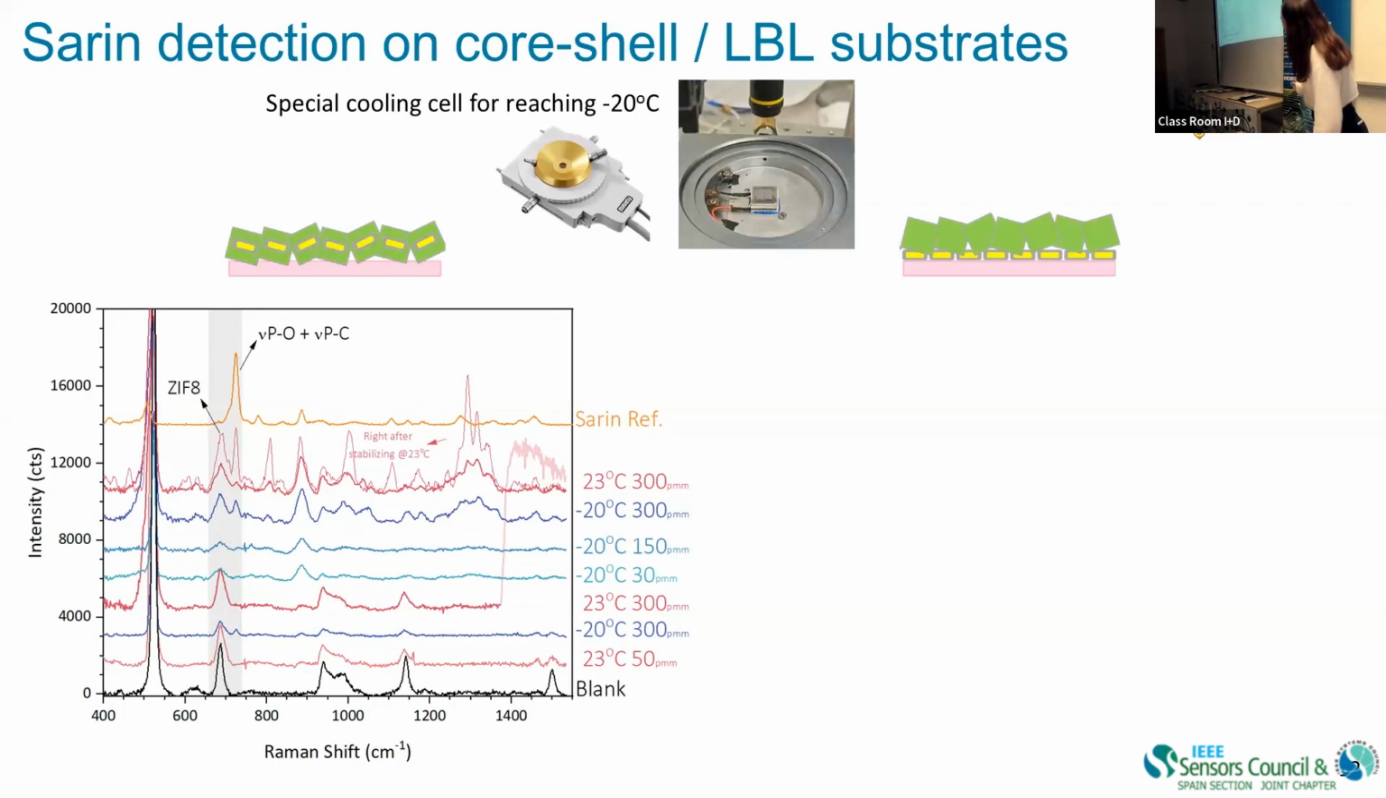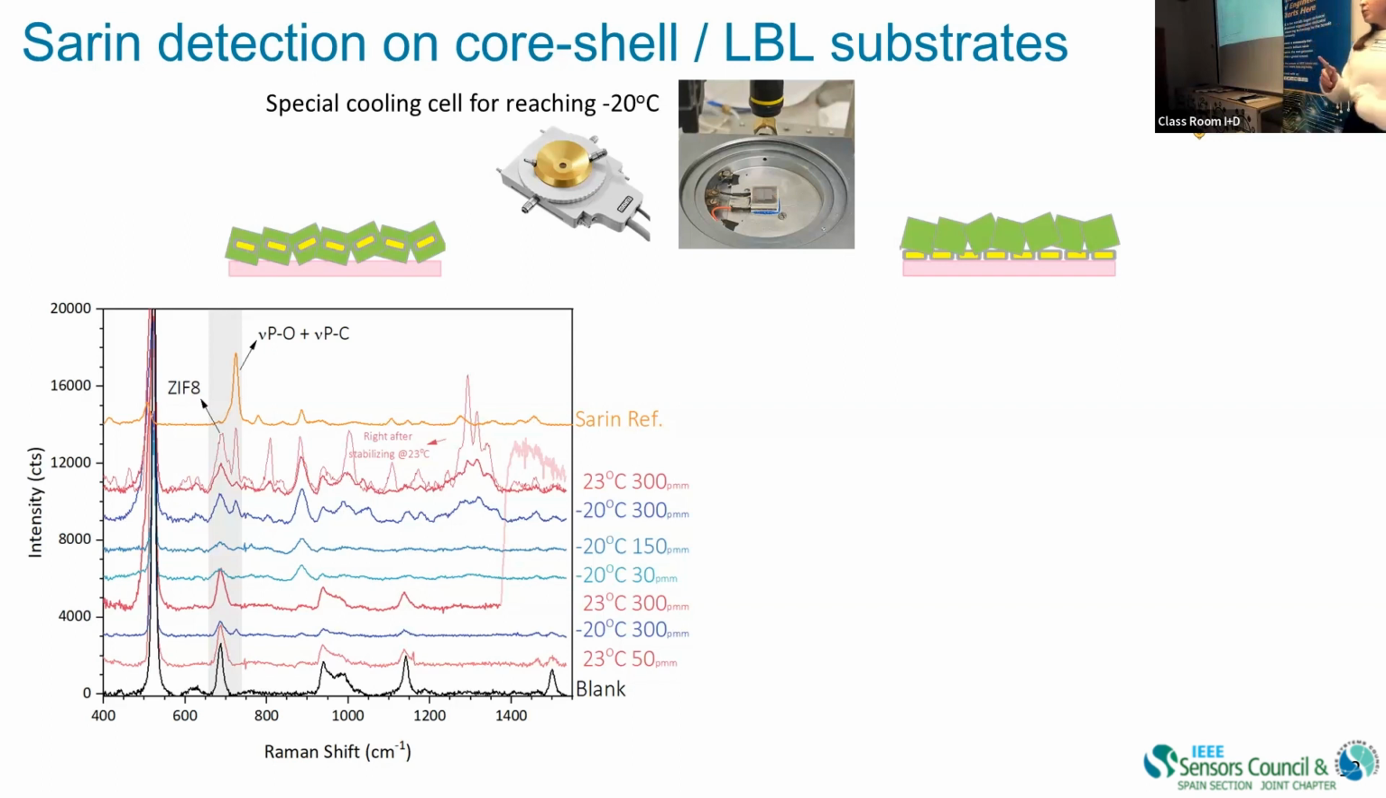However, some peaks in other regions also related to SERSing started appearing. We still are not sure why we see peaks in other regions and not in the region of interest. This is still ongoing research. But again, at minus 20 degrees and 300 ppm, we could see the peak of SERSing very clearly.